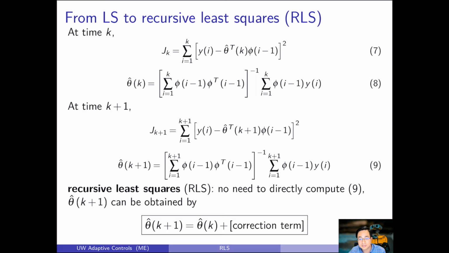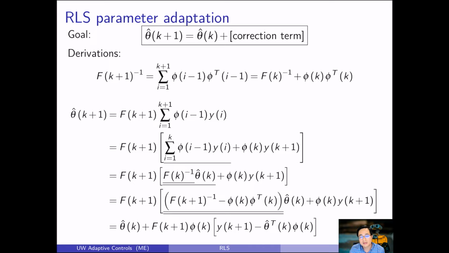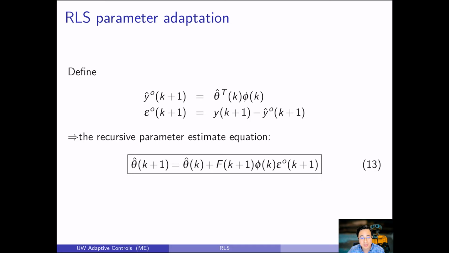To derive this recursive formula without doing a lot of matrix inversions, the main observation is that if we take a look at the two analytic solutions, theta hat k and theta hat k plus 1, we can see a lot of terms in theta hat k actually reappear in theta hat k plus 1. With such observations and a bit of linear algebra, we can obtain this simple mapping between the parameter estimate theta hat k and the parameter estimate at the next time instance k plus 1. And the correction term can be written as an adaptation gain matrix F k plus 1 times the regressor vector and then times an error term epsilon naught.